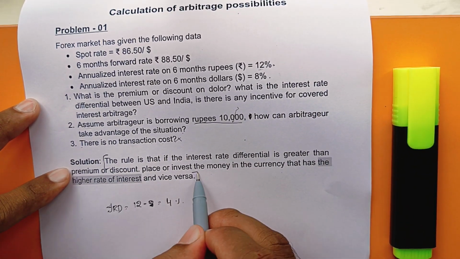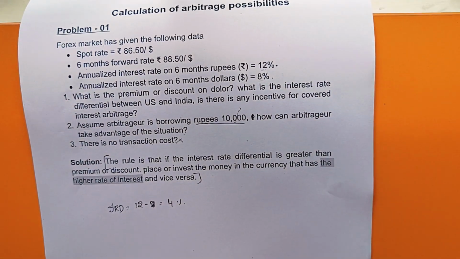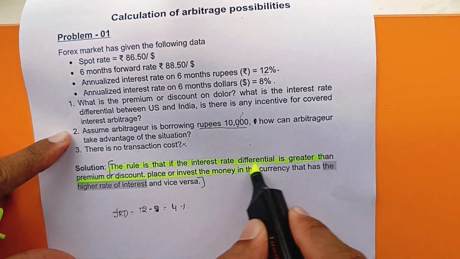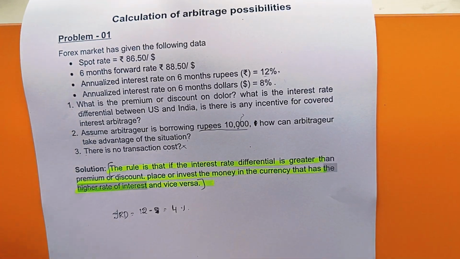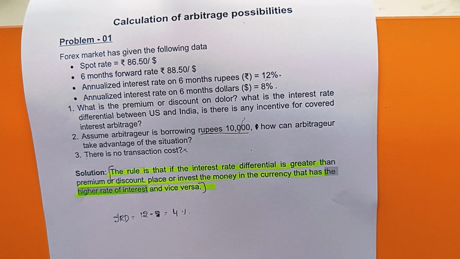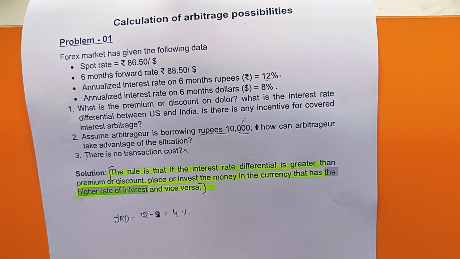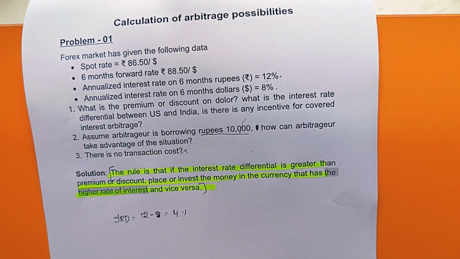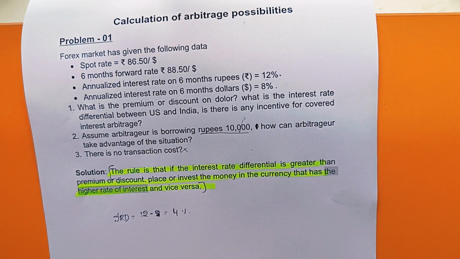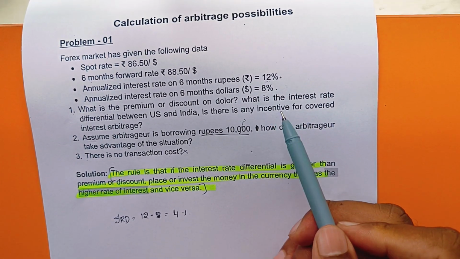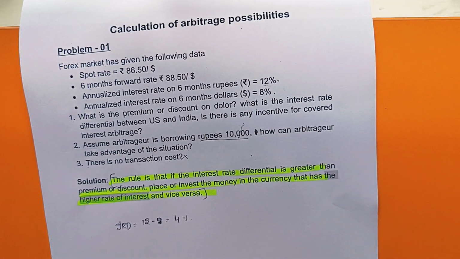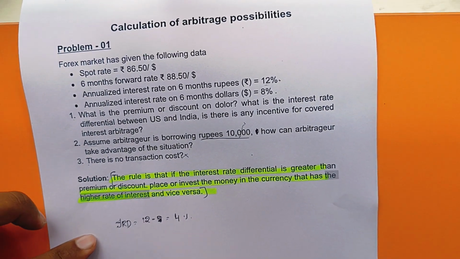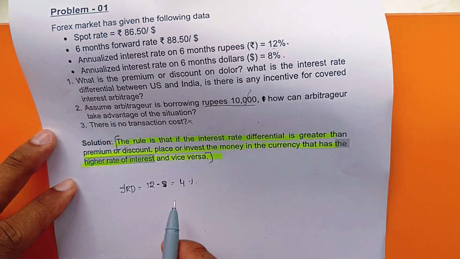You need to read this line. This is very important. Be very careful. This entire paragraph is important. If the interest rate differential is greater than premium or discount, obviously we will invest at the higher interest rate. If the interest rate differential is lesser than premium or discount, you will invest at the lesser interest rate. This is our first step. We know the interest rate differential is 4%.